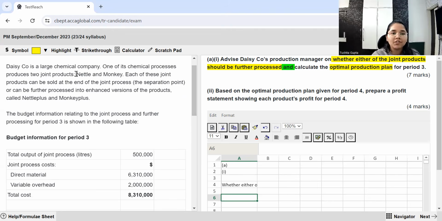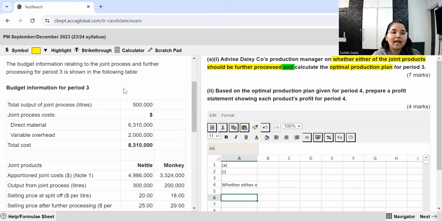Daisy Company is a large chemical company. One of its chemical processes produces two joint products, nettle and monkey. Each of these joint products can be sold at the end of the joint process, which is the separation point, or can be further processed into enhanced versions of the products called nettle plus and monkey plus. The budget information relating to the joint process and the further processing in period 3, which is our first requirement, is shown in the following table.